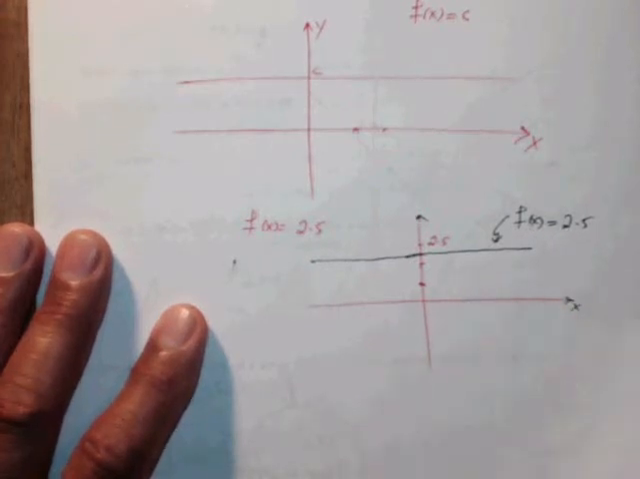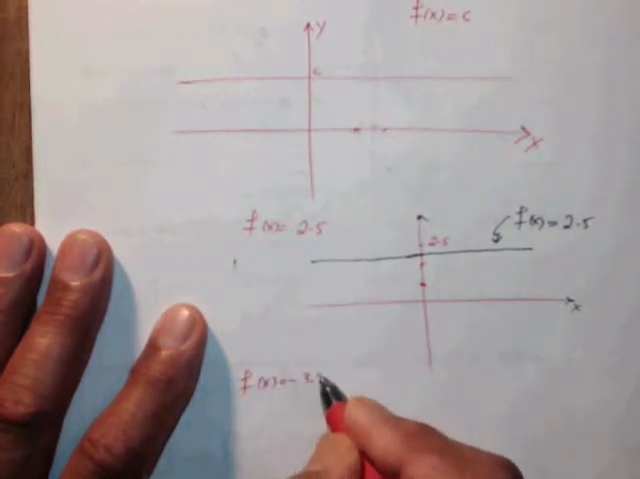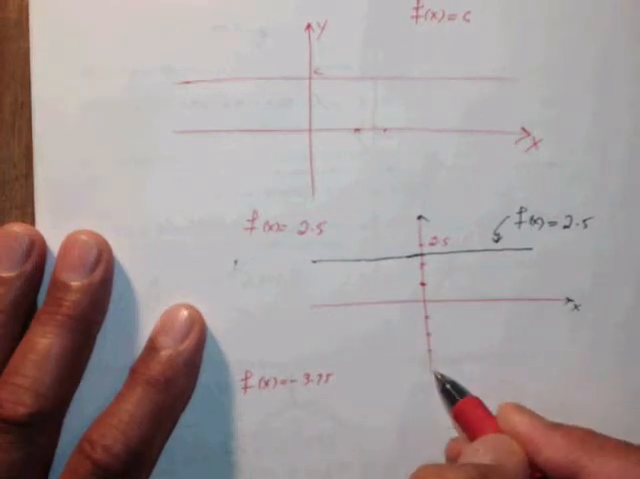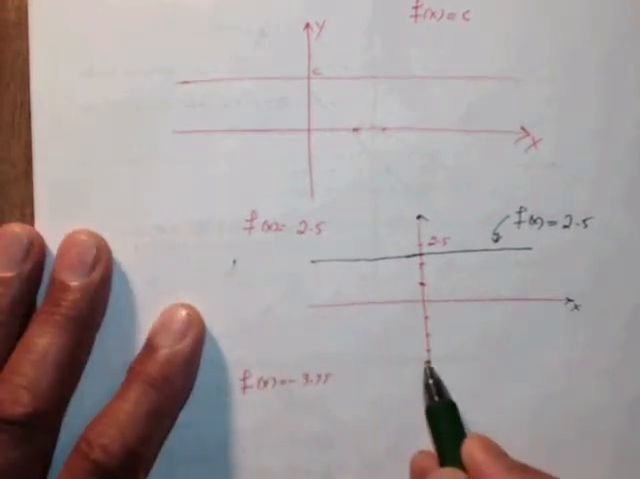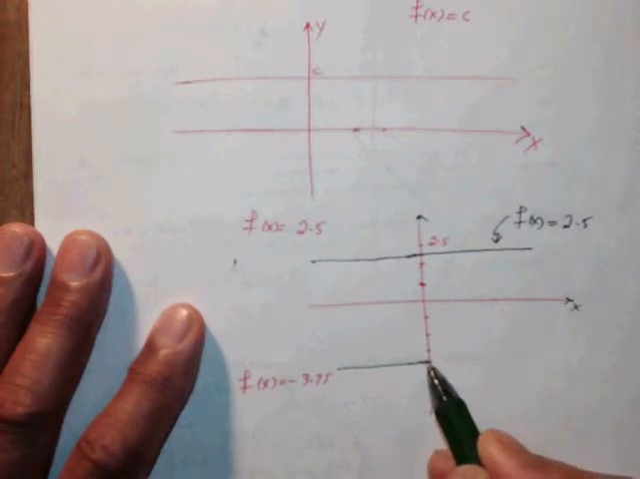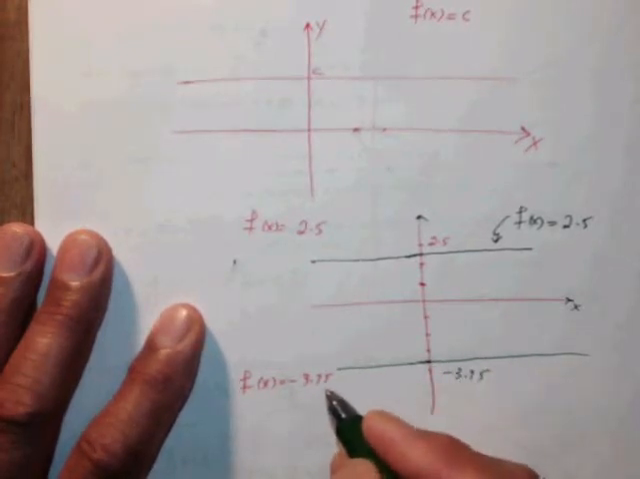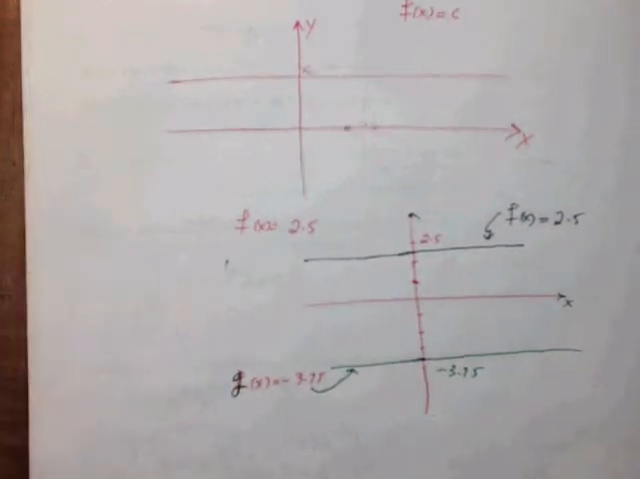And if you want to do the other one, f of x equal to negative 3.75, then you say 1, 2, 3, 4, 3.75 is right there. Then you get negative 3.75. So we call it g.